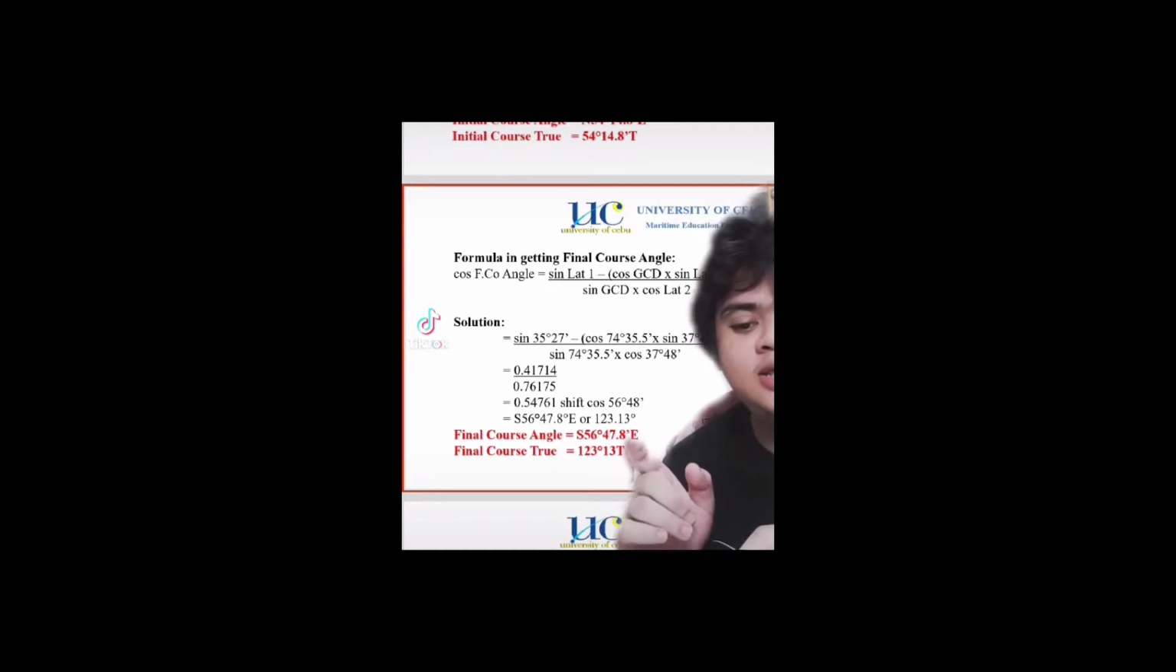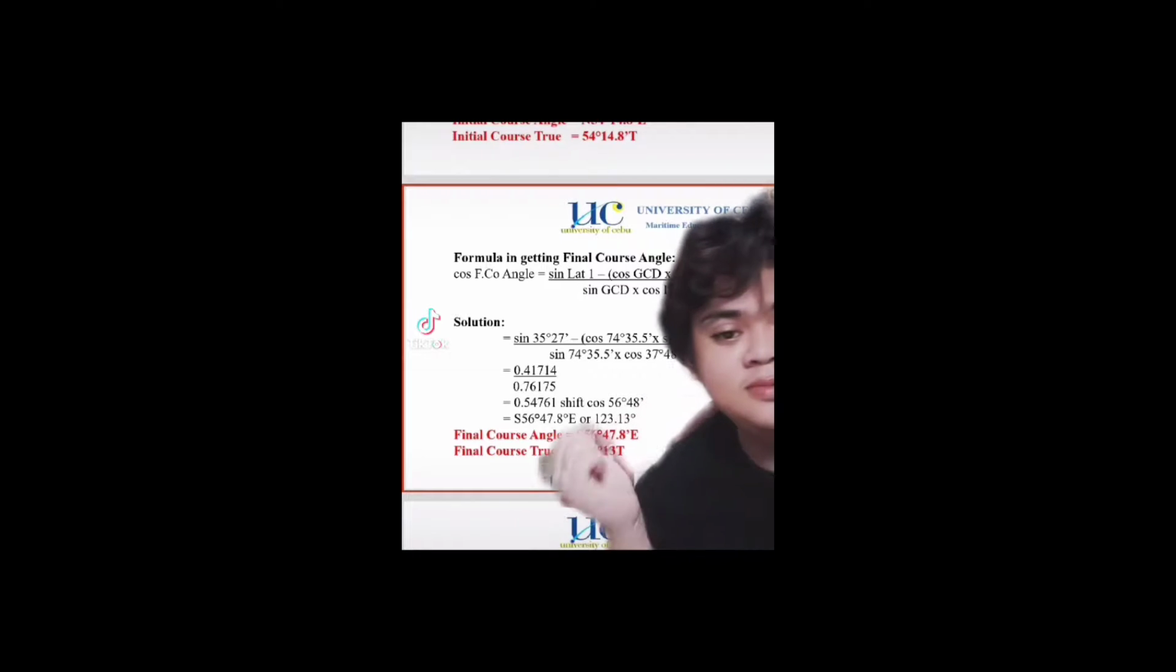Now we are going to substitute our formula with our corresponding answers. So we have sine lat 1, which is sine 35 degrees 27 minutes, minus cos GCD, which is 74 degrees 35.5 minutes, times sine 37 degrees 48 minutes, our sine lat 2, over sine 74 degrees 35.5 minutes, which is our GCD, times cosine 37 degrees 48 minutes. If you have noticed, we are not using nautical miles for our great circle distance, because according to the rule, when we are using this formula, the GCD must be in degrees.